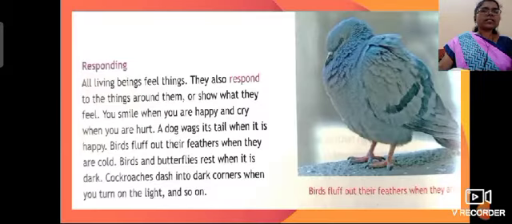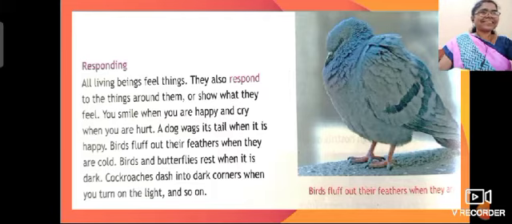Next we'll see responding. The next characteristic of living beings is responding. All living beings feel things. They also respond to the things around them, and show what they feel. You smile when you are happy, and cry when you are hurt. If somebody hurts, pinches or beats you, you will cry, isn't it? A dog wags its tail when it's happy, isn't it?